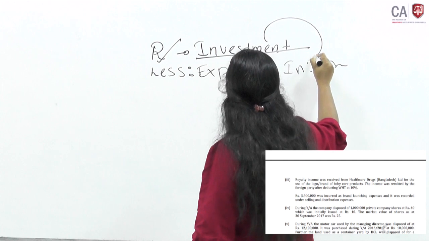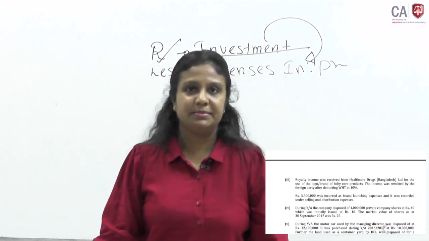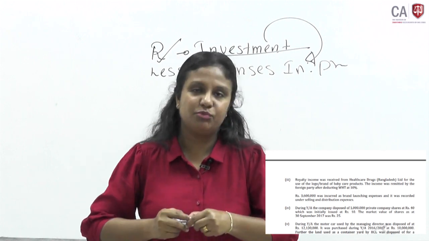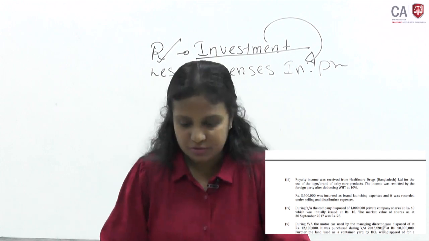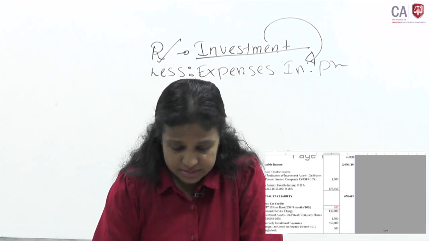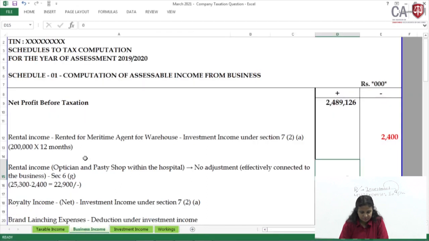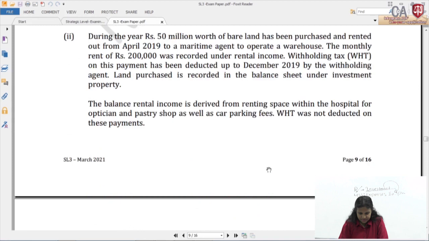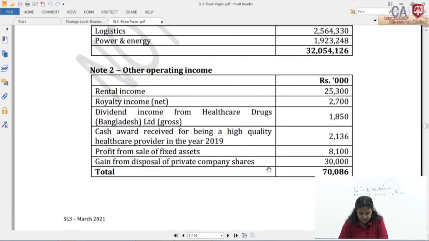Secondly, any expenditure incurred on the investment income should not be accounted under business income; it should be transferred to the investment income as a deduction. Okay, we will come to the answer from the business income. First, the royalty income; we will see where it is in the paper. It is in the other operating income of the paper. Here, royalty income net 2.7. Why is it net? The 10% foreign tax credit has been deducted and HCL only received the net royalty income.